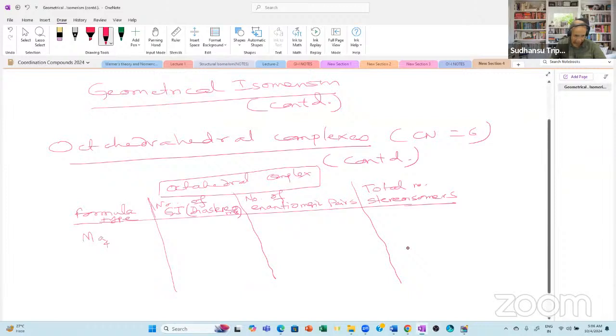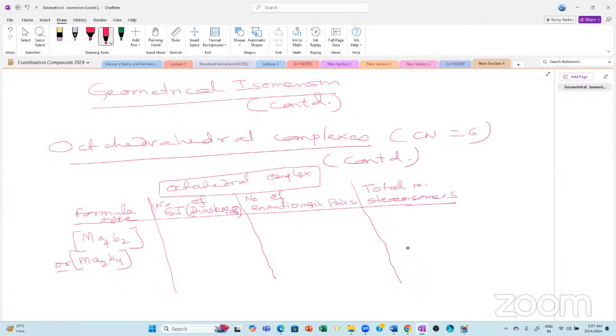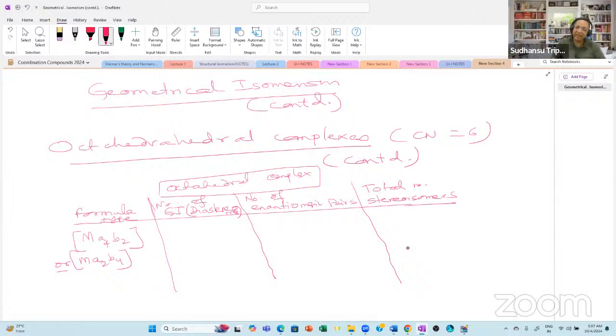M A4 B2, same as M A2 B4. Small letters, as I told you, represent monodentate ligands, and capital letters, at least two of them together, represent a bidentate ligand. That is the assumption we have taken. So tell me, how many geometrical isomers do you have? Anyone? Just snatch away the microphone and energize the others who are attending my classes.